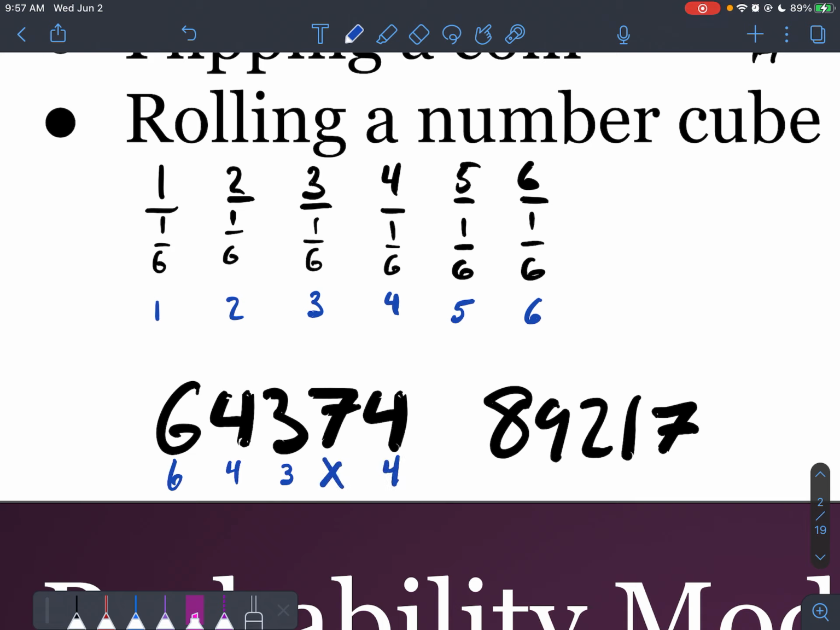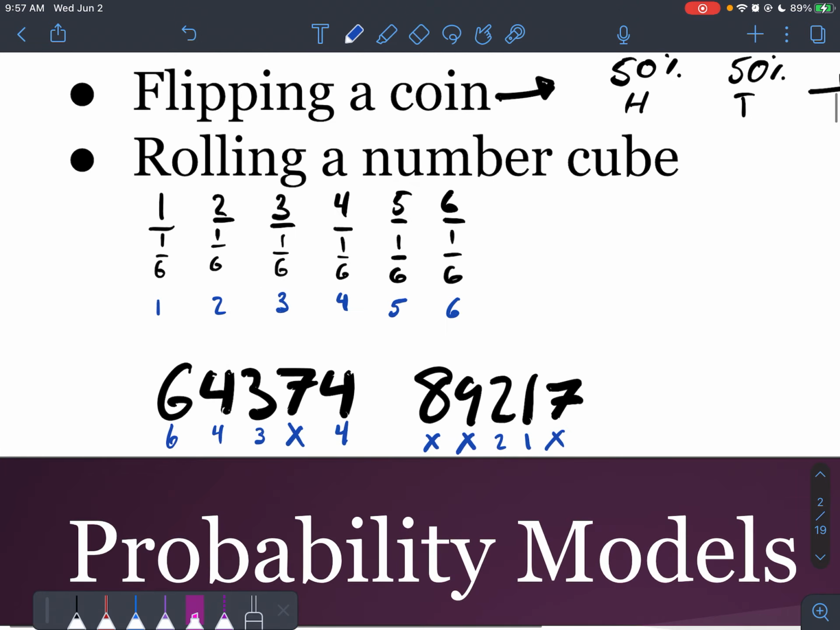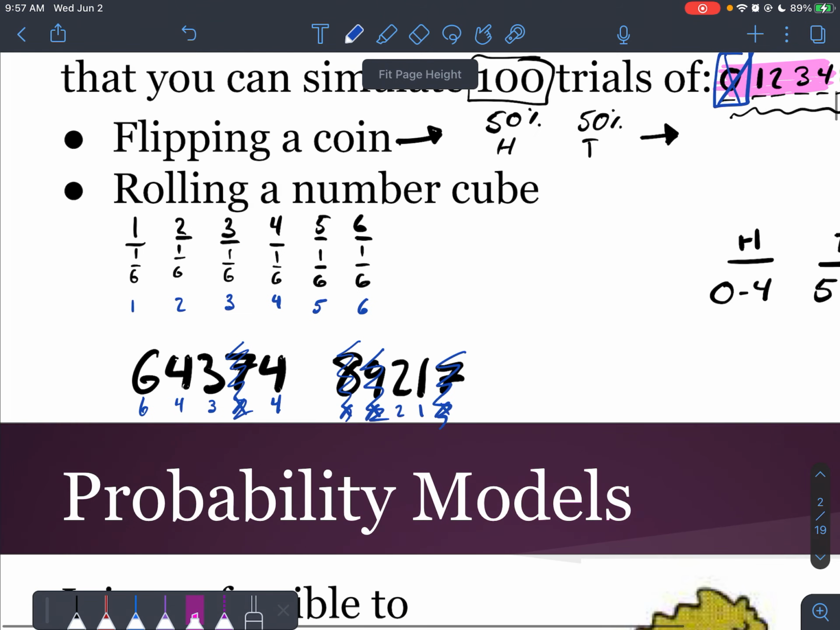We've got a 4, an 8, skip, a 9, skip, a 2, a 1, and a skip. So what you can do after 1, this doesn't count for a roll, this doesn't count for a roll, this doesn't count for a roll, this doesn't count for a roll. So after 3, 4, 5, 6 rolls, you've got a 6, a 2, 2 4s, a 3, and you can go up that way.